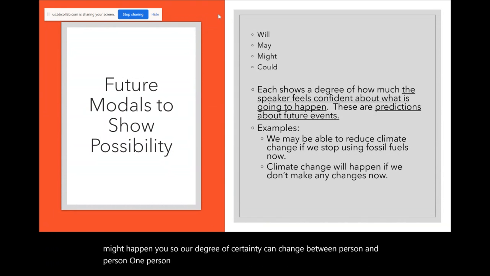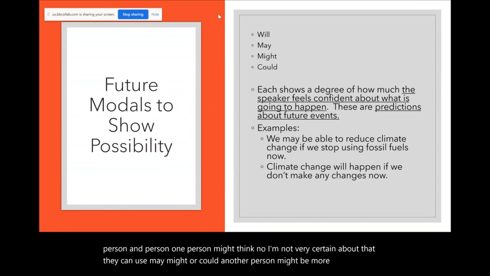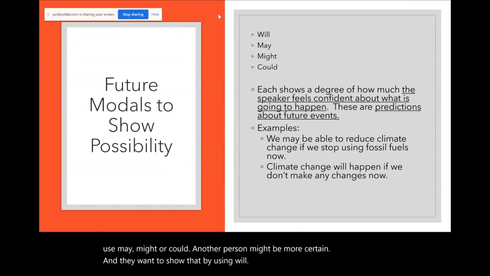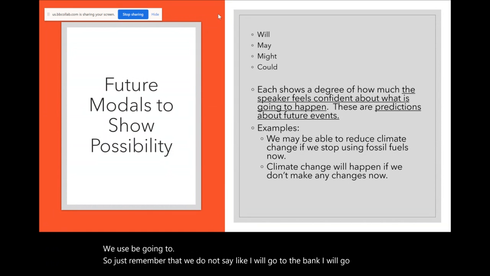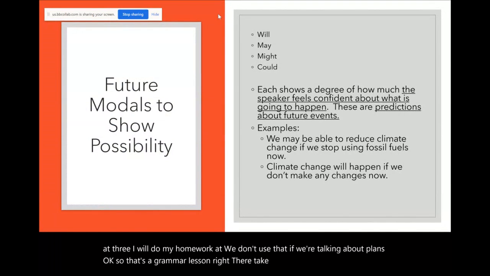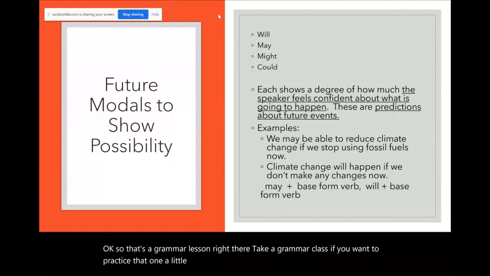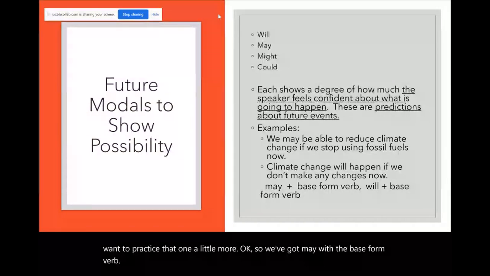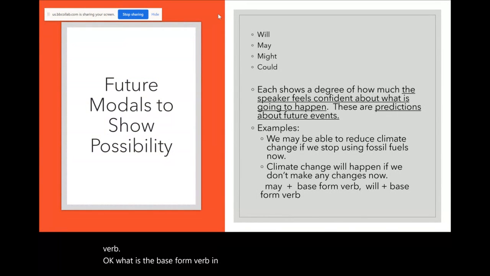One person might think, no, I'm not very certain about that. They can use may, might, or could. Another person might be more certain, and they want to show that by using will. But again, remember, we're not using will to talk about our plans, even if we're very certain about it. We use be going to. Okay, so just remember that. We do not say I will go to the bank, I will go to work at 3, I will do my homework at. We don't use that if we're talking about plans. Okay, so that's a grammar lesson right there. Take a grammar class if you want to practice that one a little more. Okay, so we've got may with the base form verb. What is the base form verb in the first sentence that I said?